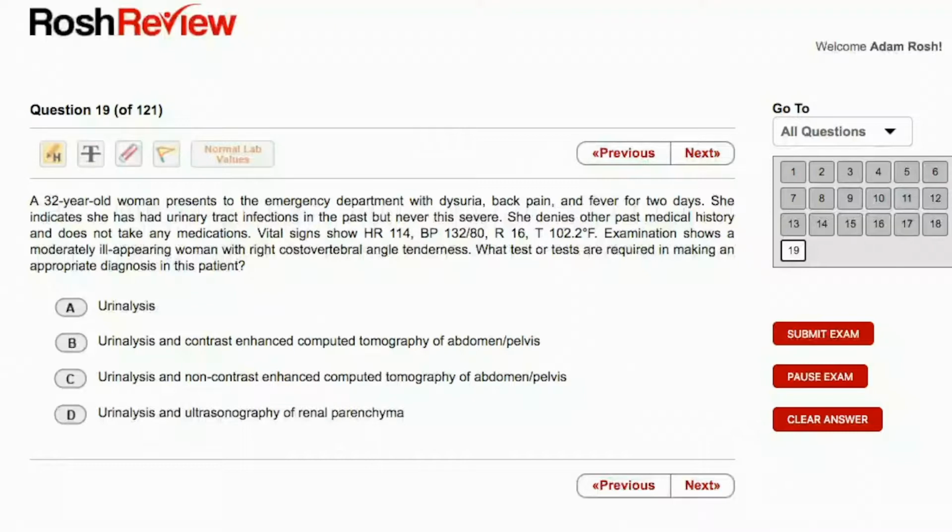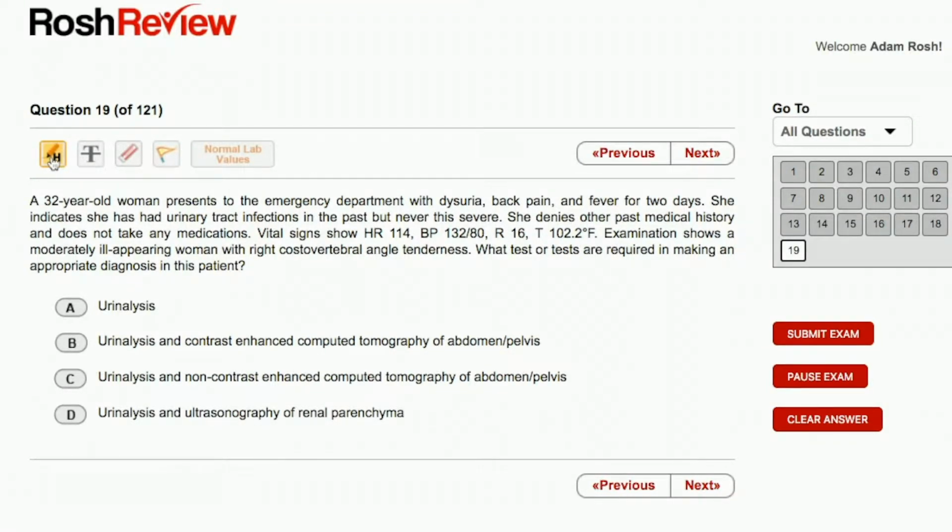Vital signs show a heart rate of 114, blood pressure 132 over 80, respiratory rate 16, temperature 102.2 Fahrenheit. Examination shows a moderately ill appearing woman with right costovertebral angle tenderness. What test or tests are required in making an appropriate diagnosis in this patient?